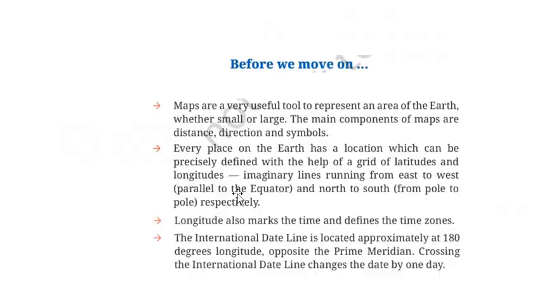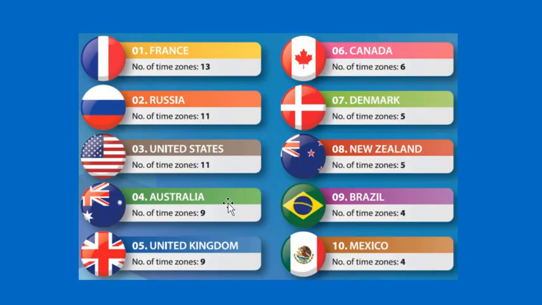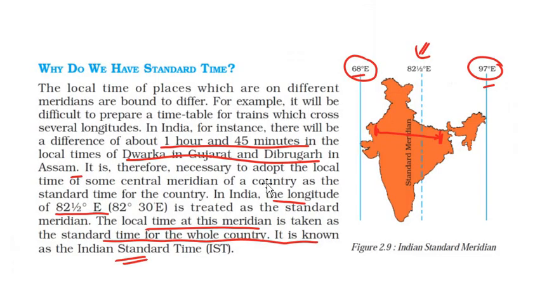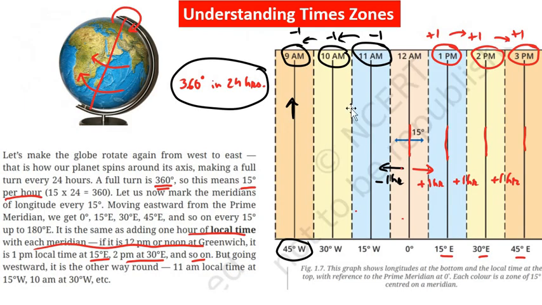Next, the lines separating the time zones are identical with the meridians of longitude. Correct? Right? You see over here, yeah, the various time zone separations, they correspond to the various longitudes.